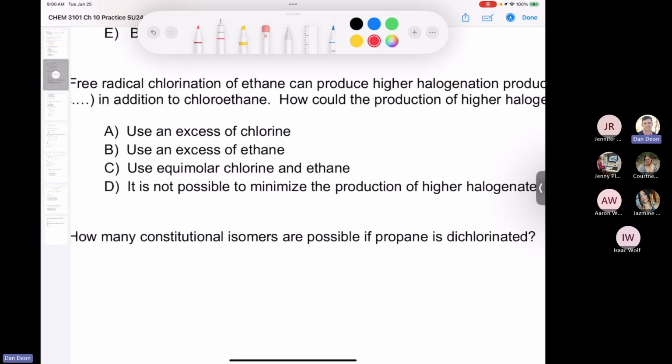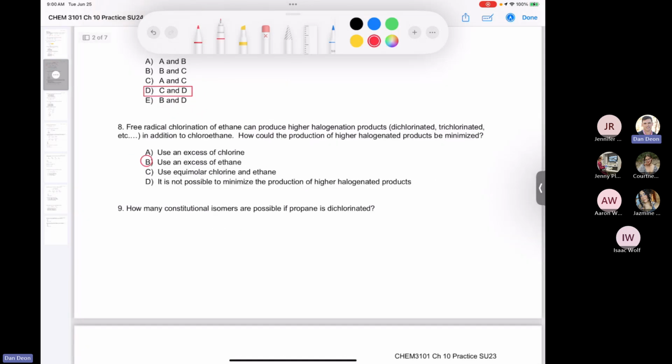Do you put in a lot of chlorine or a lot of ethane? Anybody know? Thanks, Isaac. Absolutely. Use an excess of ethane, and that's going to limit the amount of halogenation or polyhalogenation that can occur. Good. All right.